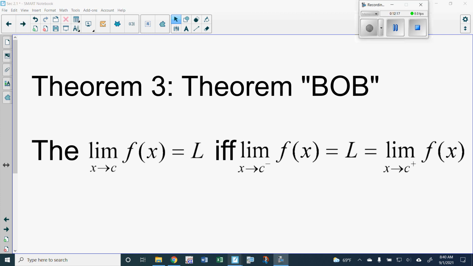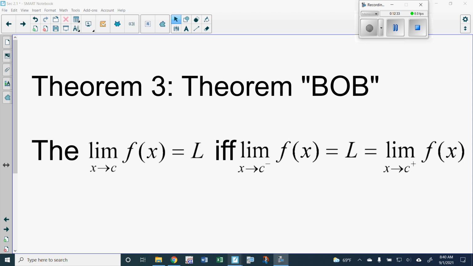All right, so here's what it says. The limit of f of x as x approaches c equals L. That means the limit exists at a number, if and only if. Do you remember what if and only if means from geometry? Yeah. It goes both ways, right?